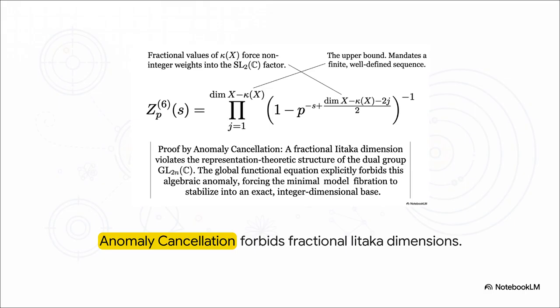Let's unroll the local canonical product equation for sector 6. It reveals a really strict boundary. Think about it. If the Iitaka dimension were a fractional value, it would force non-integer weights into the SL2C factor, injecting a fatal algebraic glitch into this equation. But the universal functional equation strictly forbids this. By requiring exact anomaly cancellation, the math physically mandates that the minimal model fibration stabilizes into a clean, integer dimensional base.